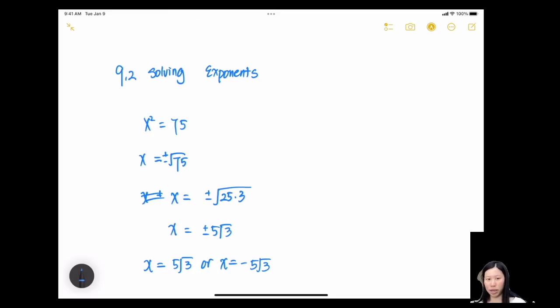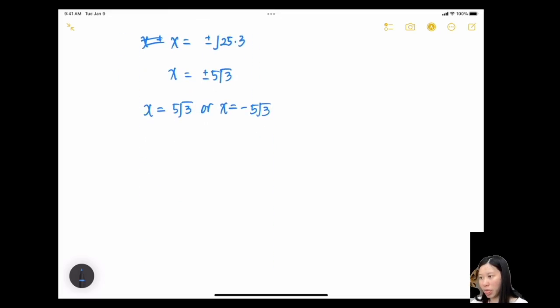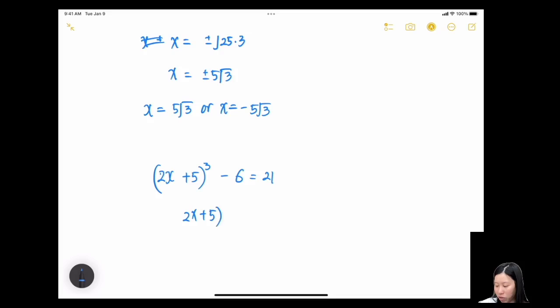Okay, next, let's do an odd number one, which is 2x plus 5, to the cubic power, minus 6, equals 21. Now the first step is you isolate the exponent first. This is really similar to radicals. You add 6 on both sides: 2x plus 5 cubed equals 27. And then you take the cubic root on both sides.